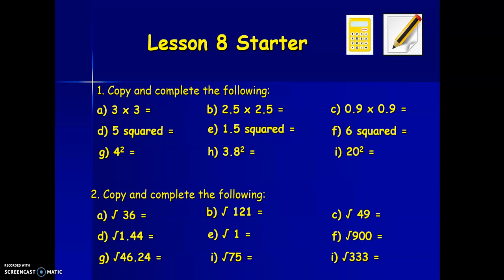To begin with though, pause the video and have a go at the questions here for your starter. Remember where you see the paper and pencil icon to do these questions into your jotter, and now you will also notice a calculator icon. This means that you are allowed to use a calculator if required.